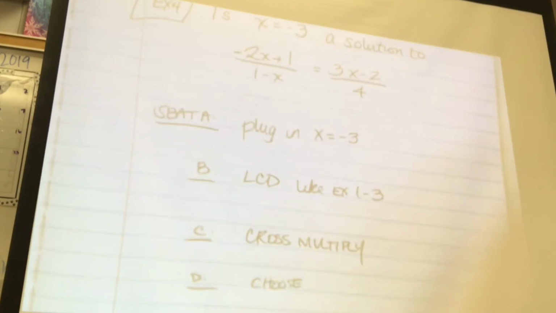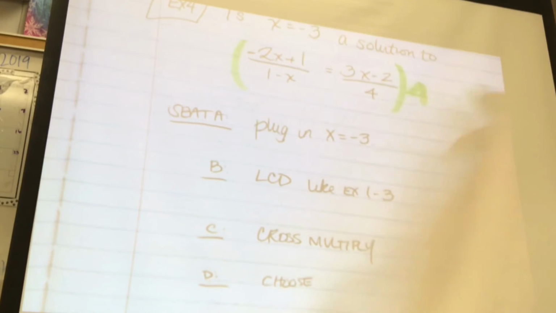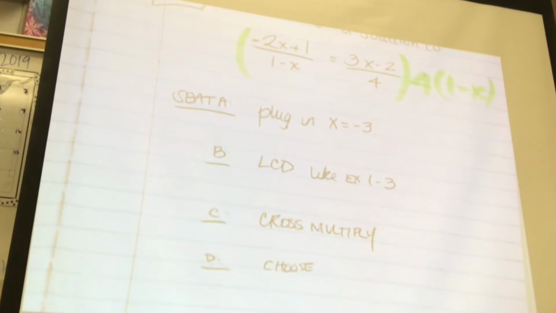So what's the least common denominator for both of these? A 4 and a 1 minus x. Okay, so then do I distribute 4 into 1 minus x, so when I multiply it? You can, yeah. Do you see how much more work that is? That's what I want you guys to realize now. Sometimes LCD is bomb, one step. Some you're like, I'm just gonna plug it in. And some you're gonna cross multiply. But I want you to realize that with this one, LCD is not gonna be the smartest thing to do.